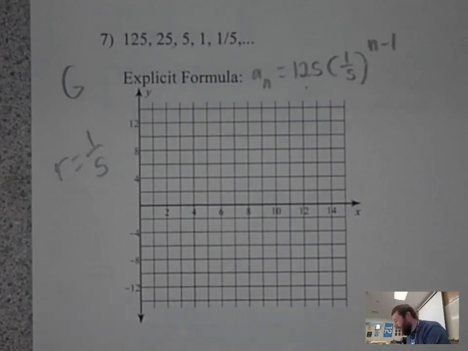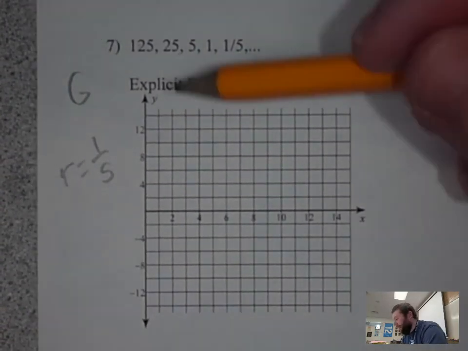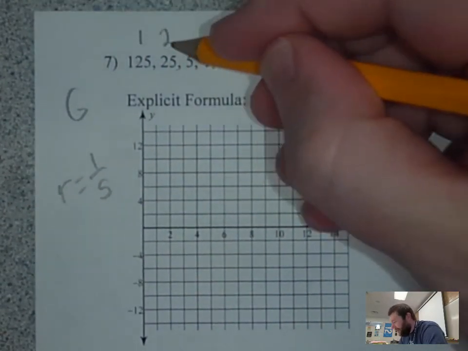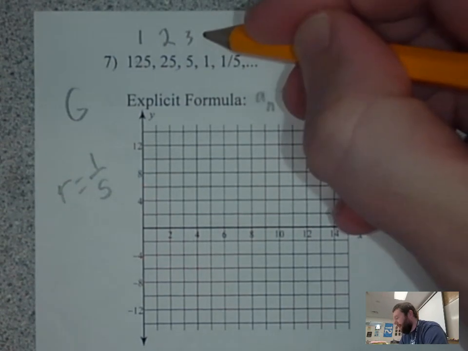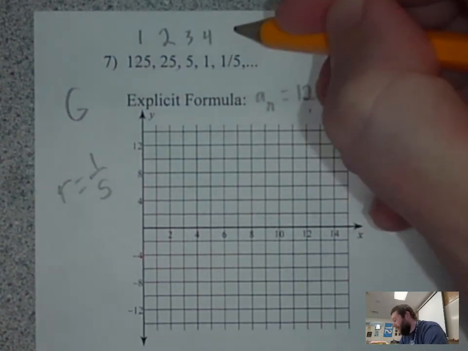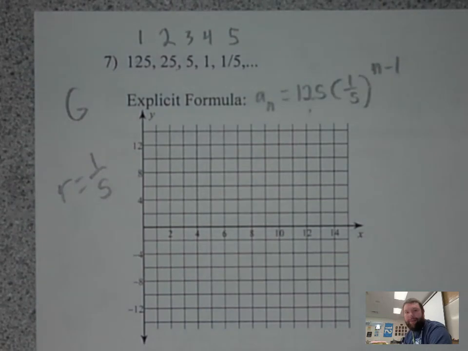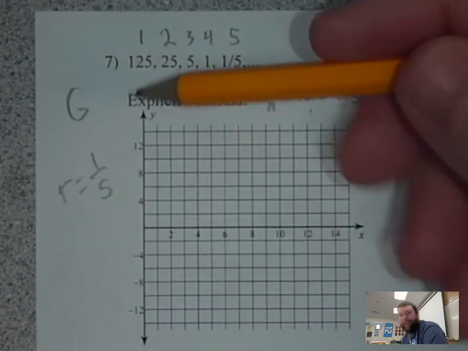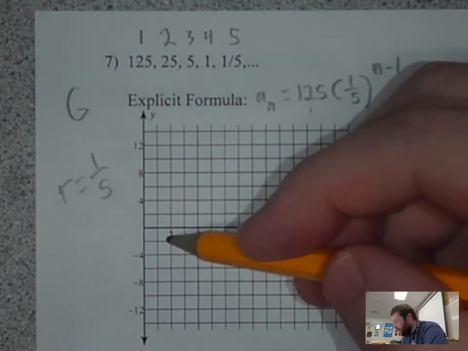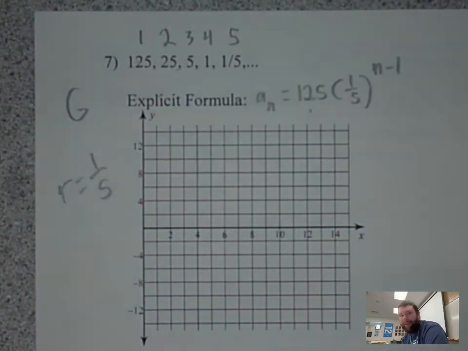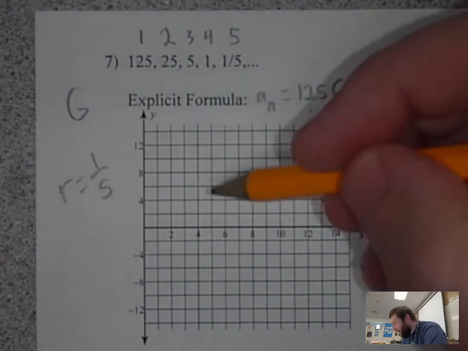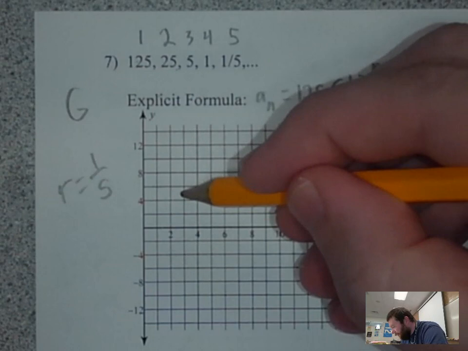Then we would graph these. And again, first term would be the x value 1, second term x value is 2, third term x value is 3, fourth term x value is 4, fifth term x value is 5, basically. Now 1 and 125 obviously is not going to fit. And 2 and 25 also does not fit. So we're not going to graph those points. But 3 and 5 will.